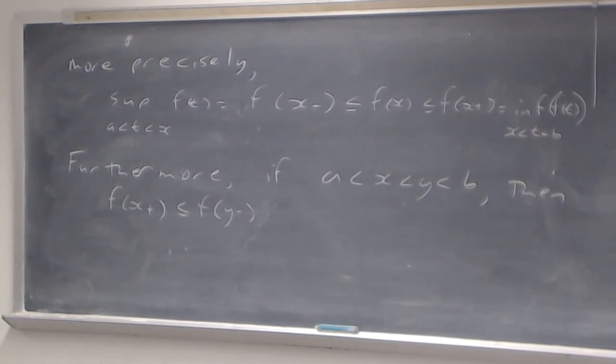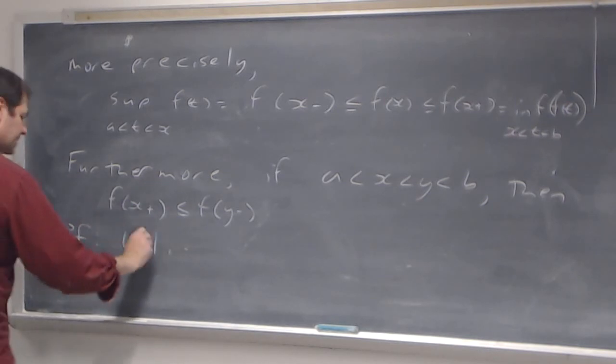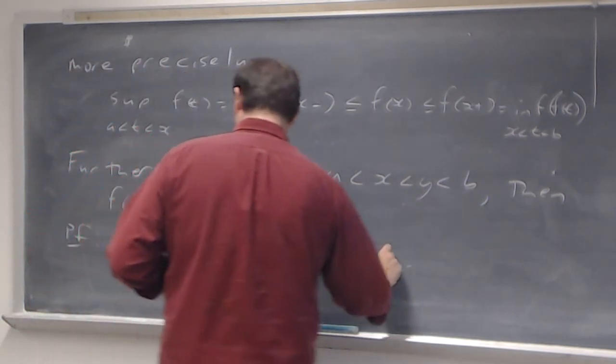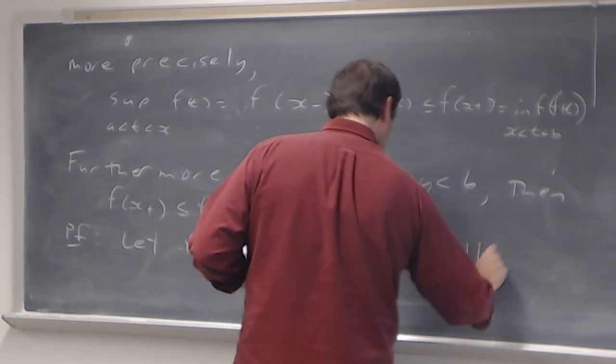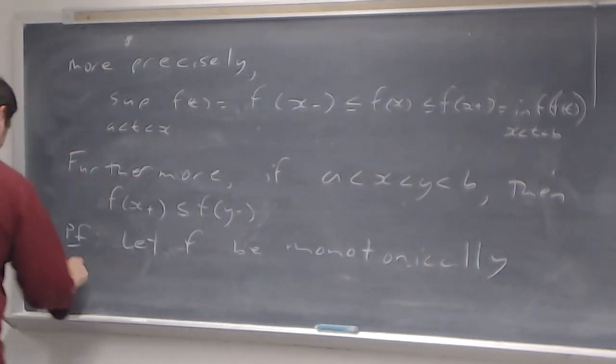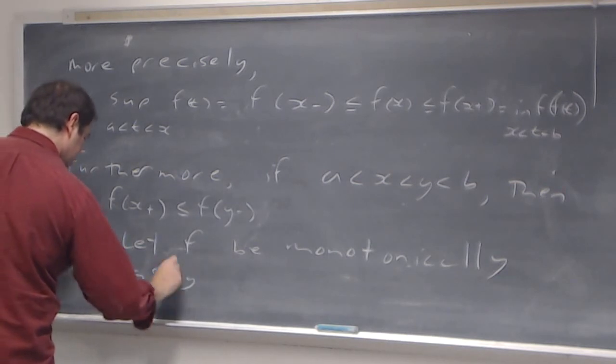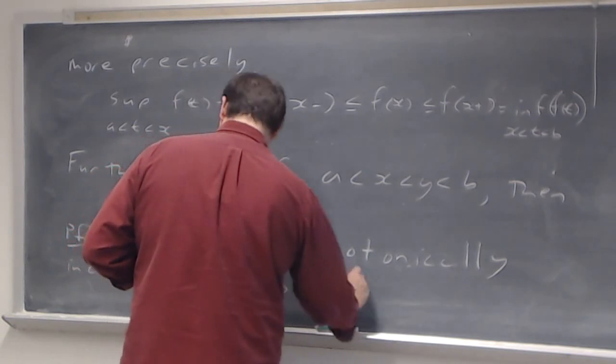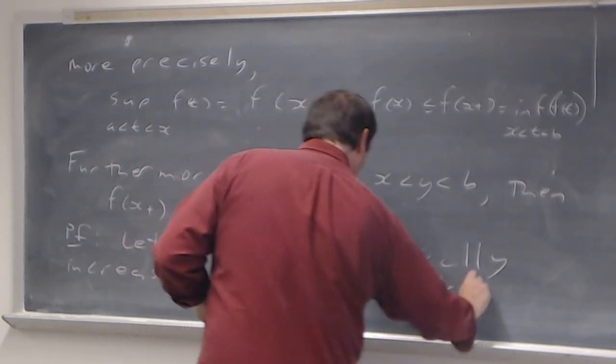Okay. All right. The proof is going to really have three parts, if you will. The first two parts are going to be very similar, and then this last part is short. Okay. So here's the proof. We let f be monotonically increasing on a to b. Okay. We let x be an element of a to b.